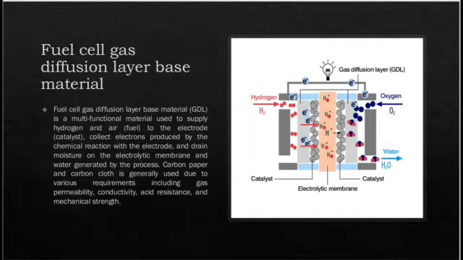Carbon paper and carbon cloth are generally used due to various requirements including gas permeability, conductivity, acid resistance and mechanical strength, as shown in the picture beside.